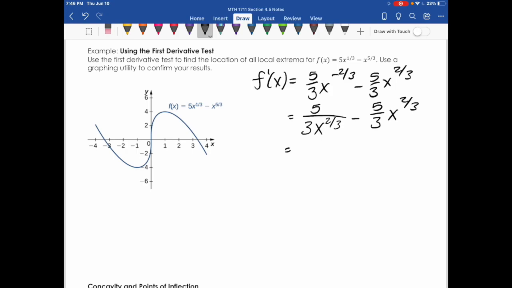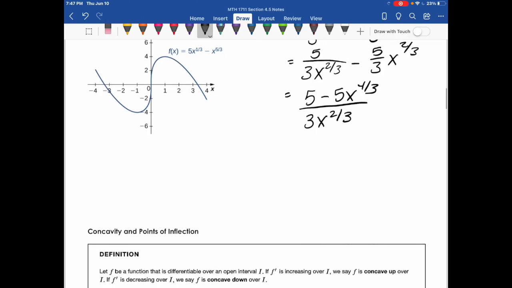Then I would subtract 5/3 x to the 2/3. And then I can find a common denominator and combine the two fractions together. And finally, I would end up with 5 minus 5x to the 4/3 over 3x to the 2/3.